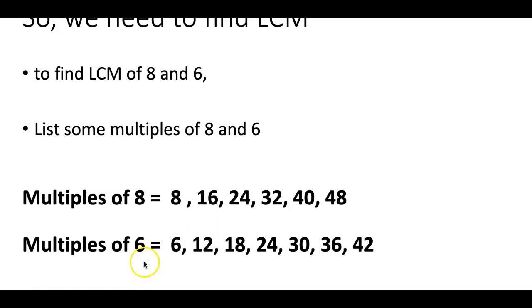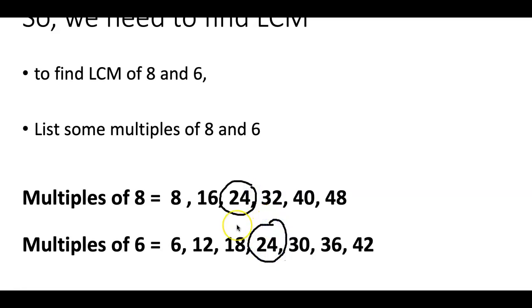Similarly, we have written multiples of 6. 6 times 1 is 6, 6 times 2 is 12, 6 times 3 is 18, 6 times 4 is 24, 6 times 5 is 30, 6 times 6 is 36, 6 times 7 is 42. Clearly, there is a common number which is this.